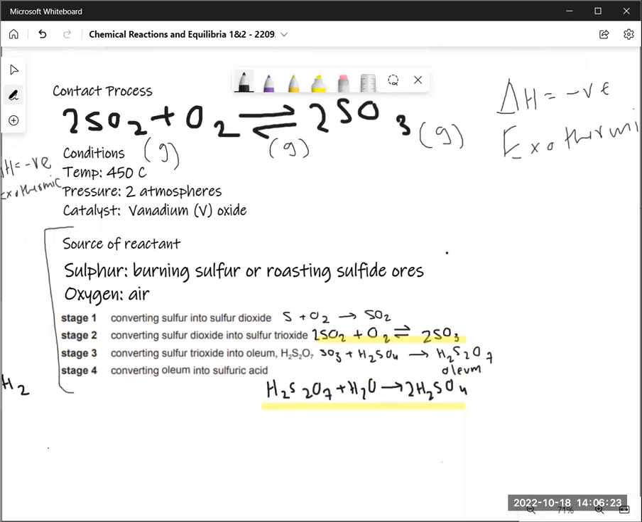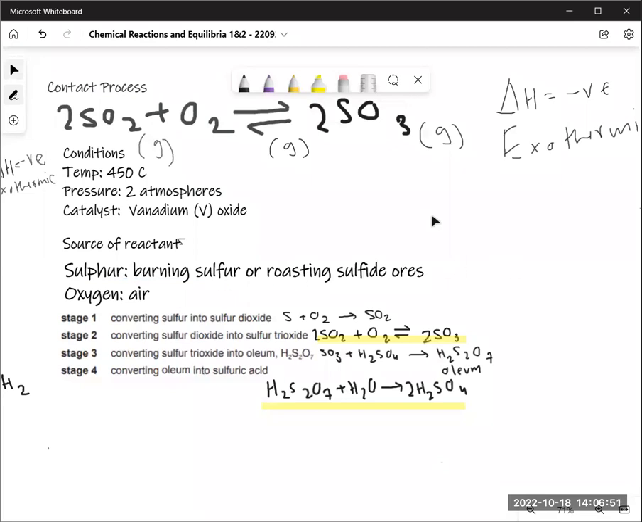Now let's look at all of this. You have to write all of this as well. Anas, start reading from source of reactants. Source of reactants: sulfur, burning sulfur or roasting sulfide ores, oxygen, air. Oxygen comes from air, and sulfur comes from burning sulfur or roasting sulfide ores. That's how it comes.